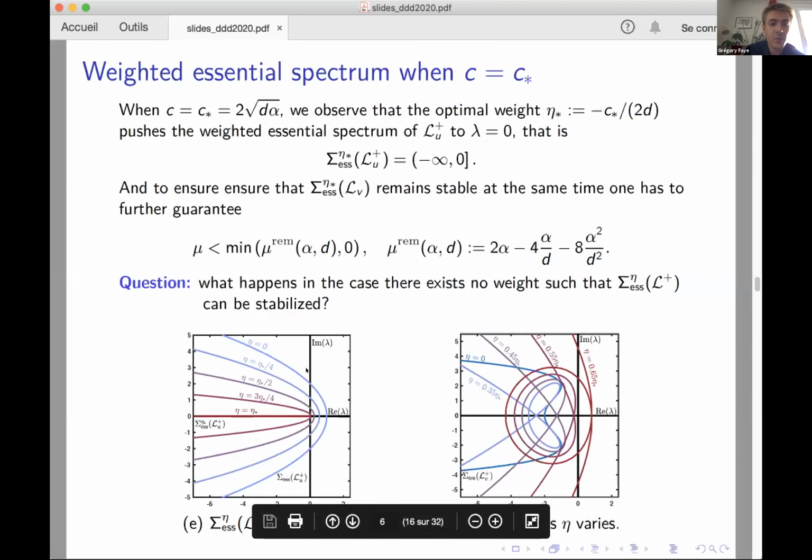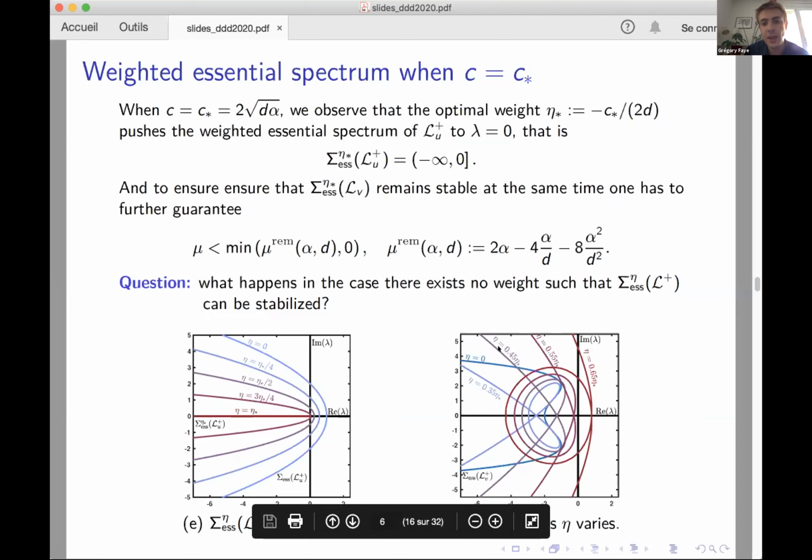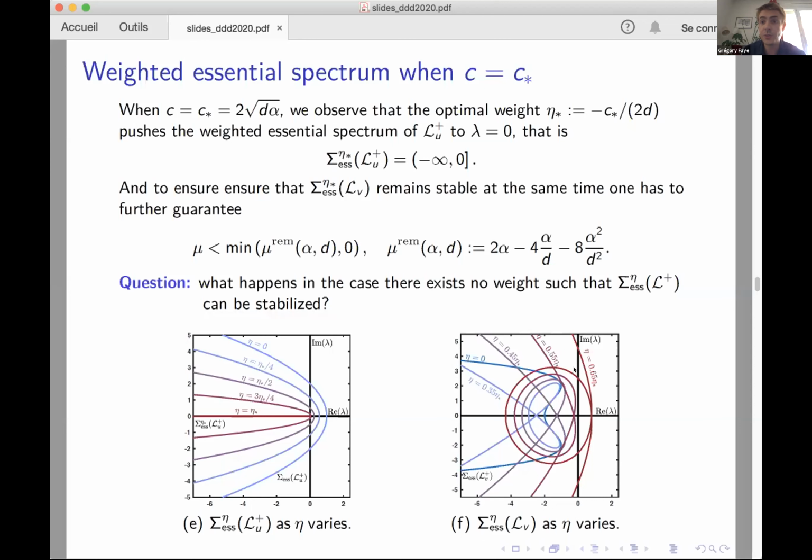So we start here when eta equals 0, and we go up to eta star, and we've reached the negative half line. And at the same time, when we do the same thing for the V component for the Swift-Hohenberg equation, eta equal to 0, this is the dark blue curve. And when we increase eta, say up to eta star, we see that the essential spectrum crosses the imaginary axis and becomes unstable.